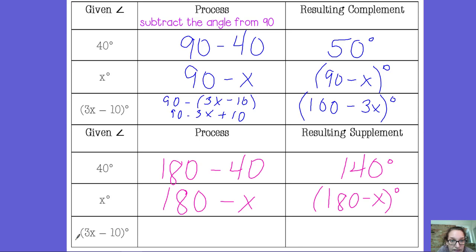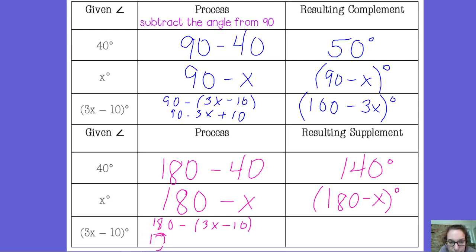And I want to find the supplement of 3x minus 10. So I'm going to subtract that angle from 180. Oh, I did the same thing again. Whoopsies. Can you write it a little bit smaller? Subtract it from 180. 180 minus 3x minus 10. Subtracting my angle, 3x minus 10, from 180. So I'm going to have to distribute that negative.